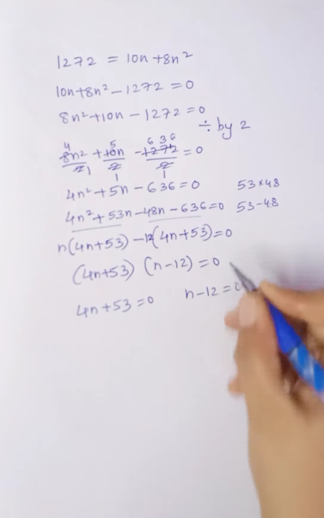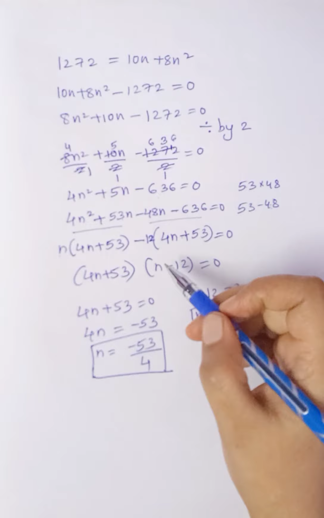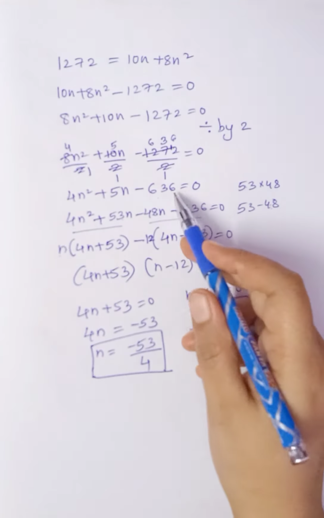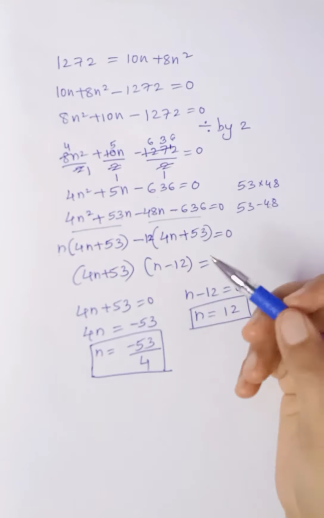See, now according to the question, what they have said, how many number of terms of AP are taken to form 636? So since n cannot be this negative, because this is a negative value, we are not going to take that. We are going to take the positive value, that is n is equal to 12. So if we take 12 number of terms, that means 12 terms of AP, then we will get the sum as 636. So n is equals to 12 is the correct answer.